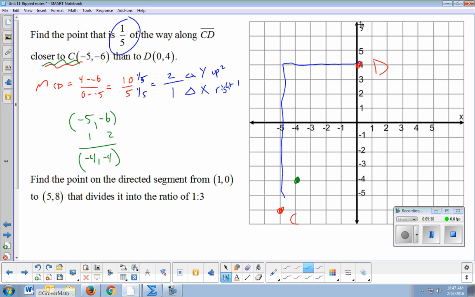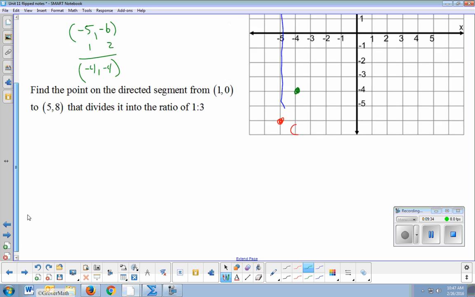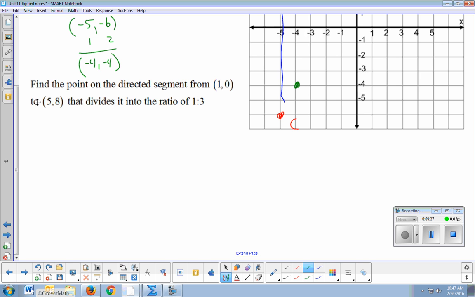The graph definitely helps, and you have a scrap graph in the back of the Regents, but what if we don't have a graph? And what if we want to do it algebraically without the picture? This is where they'll use the phrasing directed segment. So find the point on the directed segment from this to this. That means this is the first point, this is the second point, and the first point is the one that we're going to be closer to. So we'll start off with the slope.